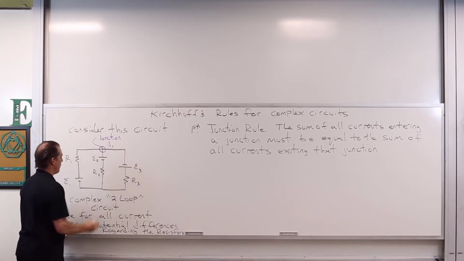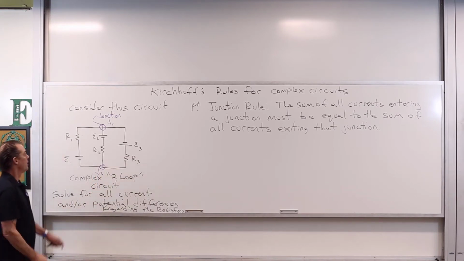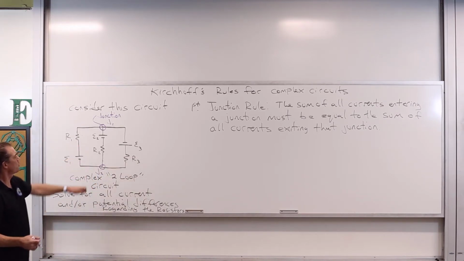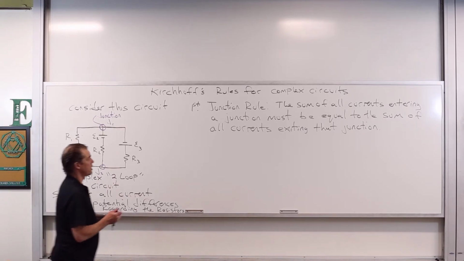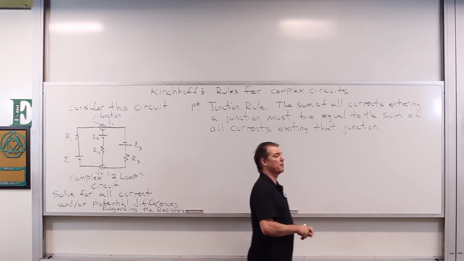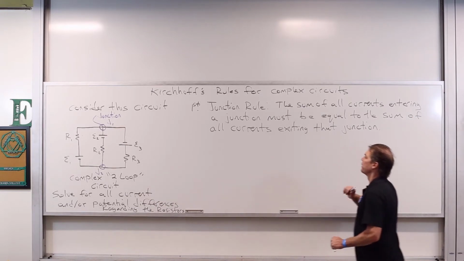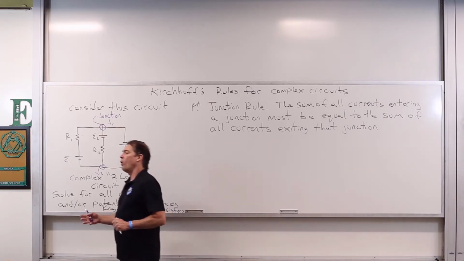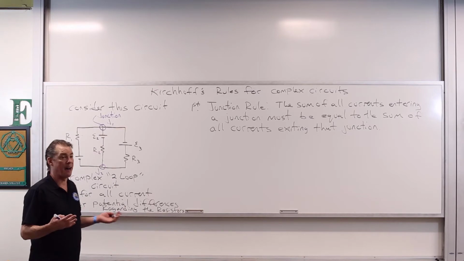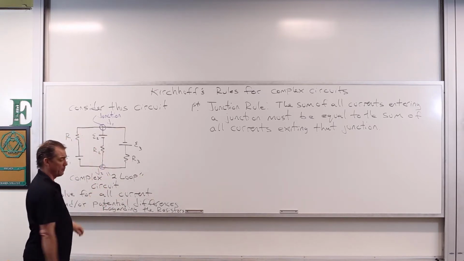I could just call it J1, because this would also be a junction as well, which I could call J2. This two-loop circuit has two junctions. Each junction has some amount of current going into it and some amount of current coming out of it. So that's what the junction rule is a matter of. In order to employ the junction rule, one needs to have some concept of what direction currents are going in these different branches.